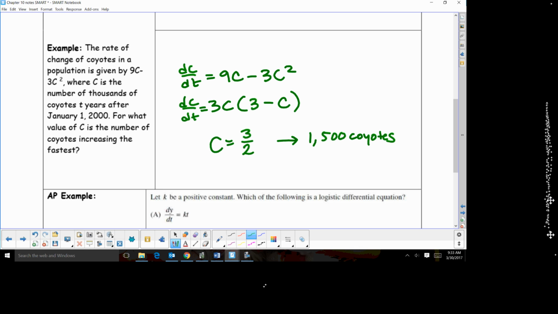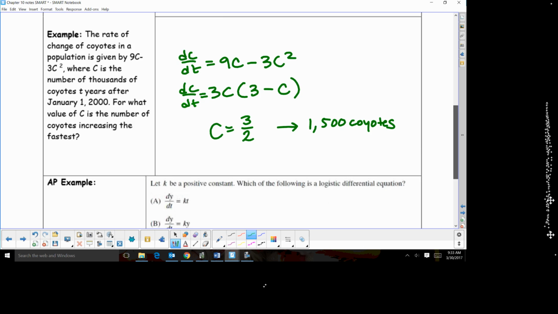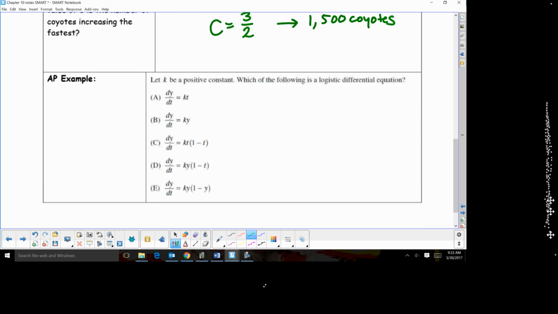Still good? Okay, I'm going to give you 15 seconds for this next one. Go. 1, 2, 3, 4, 5, 6, 7, 8, 13. Answer. E. Okay. Did anyone say B? I didn't hear B. I only heard E.